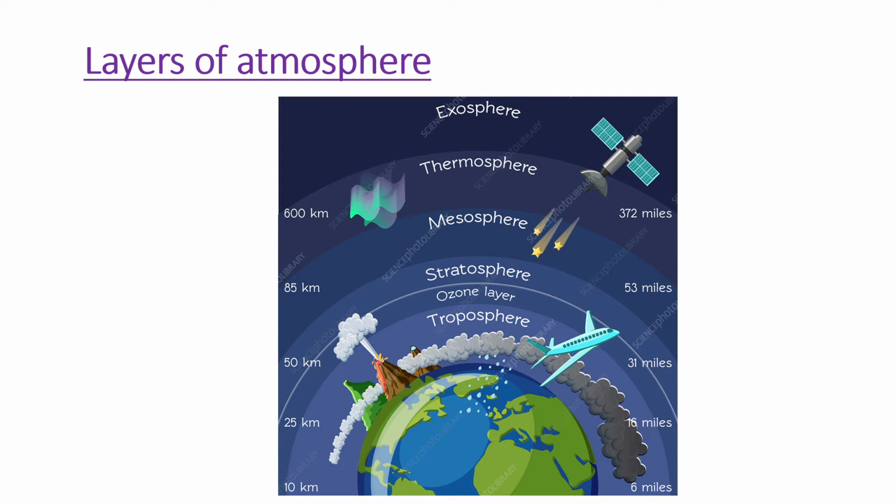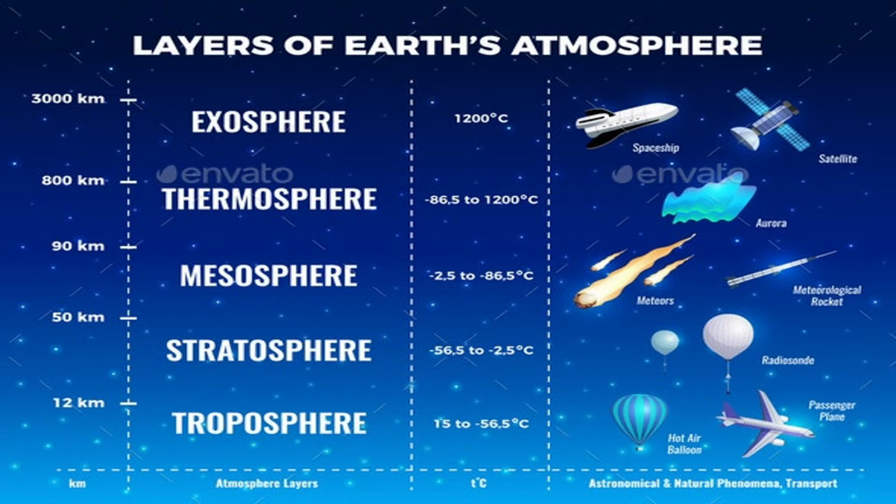The next layer is the exosphere. The exosphere is the thinnest layer in the atmosphere. This layer is about 120 kilometers from the sea level. There is no clear border between the exosphere and space. So in this diagram you can see the temperature of each of these layers.